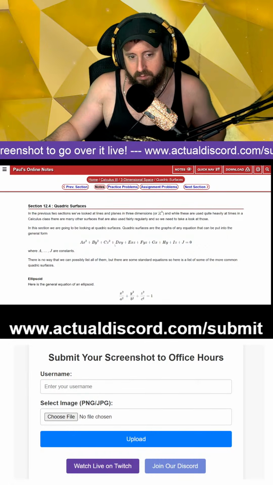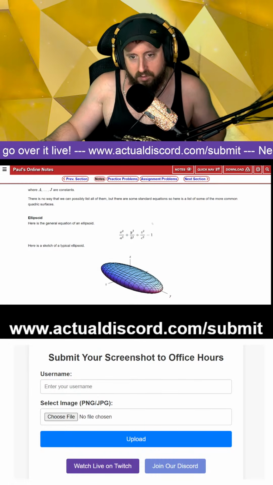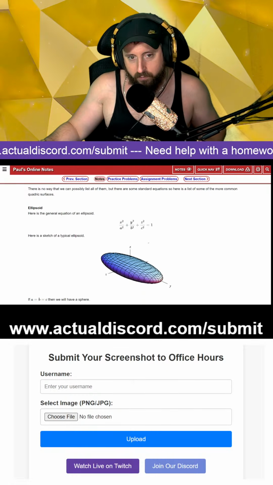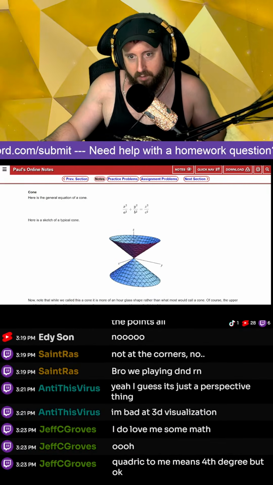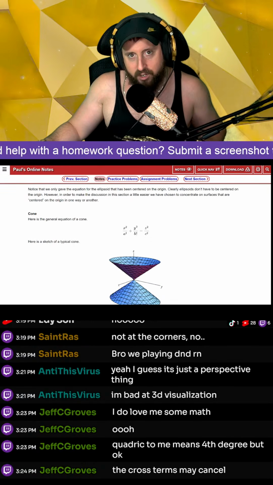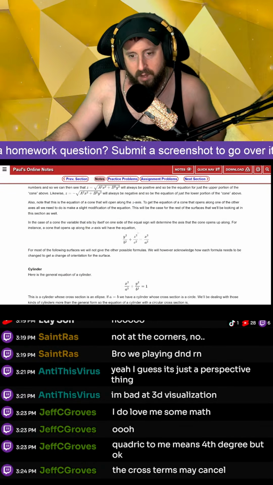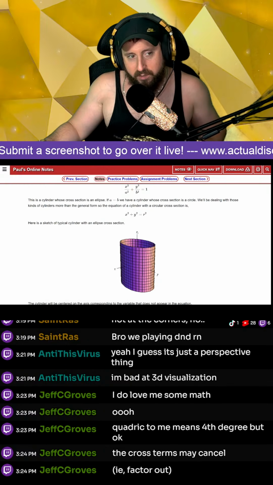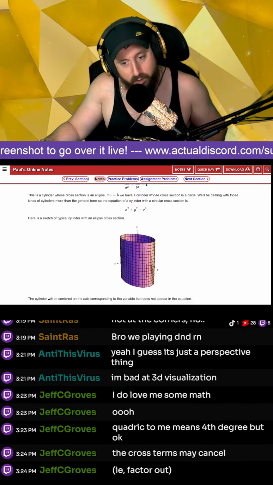Oh, excuse me? Okay, but yeah. This is generally what we try to get them into. We try to get it into, I guess, the general form for an ellipsoid. And then, right, if one of them's a minus, that's like a cone. Yeah, I think the cross terms usually cancel. A cylinder with an ellipsoid cross section, that's pretty cool.